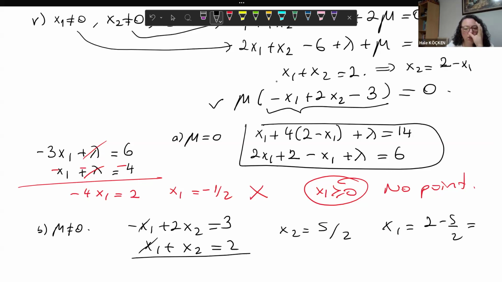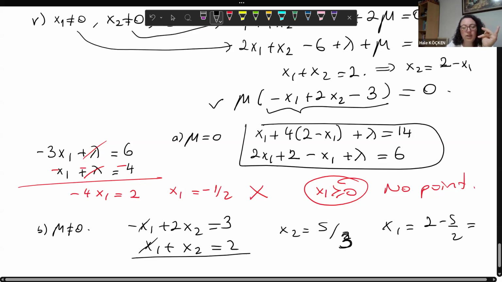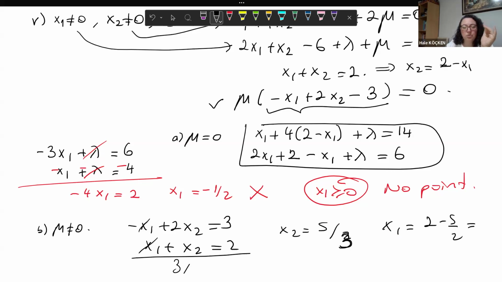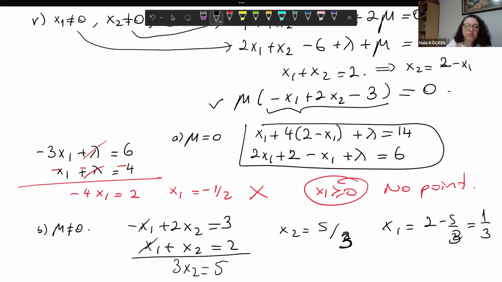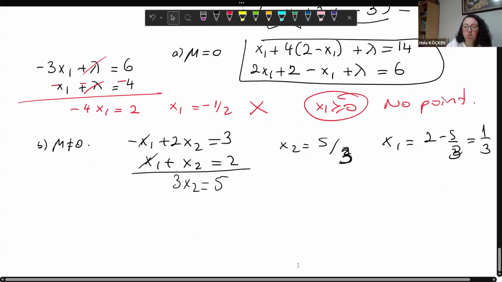Let me check. Oh, 5 over 3, not 2. 3x2 is equal to 5, so it's 5 over 3. So x1 is 1 over 3. Yes, we found it. So I think we got a point. Let me write 1 over 3, 5 over 3, 0.